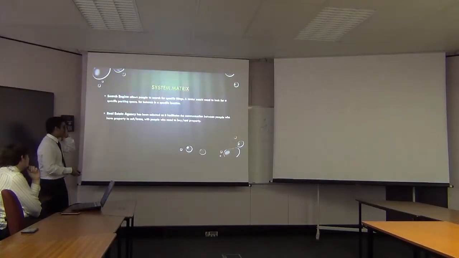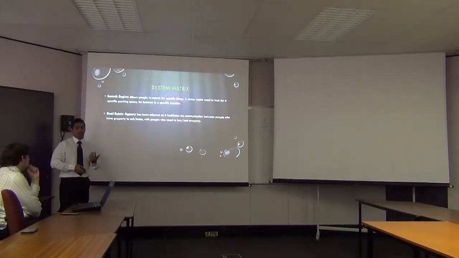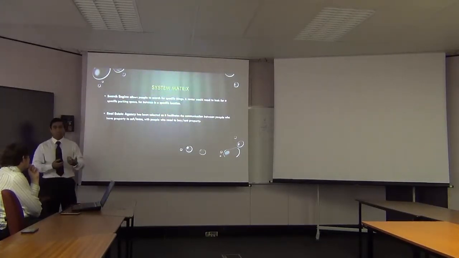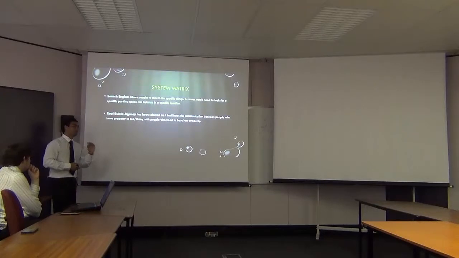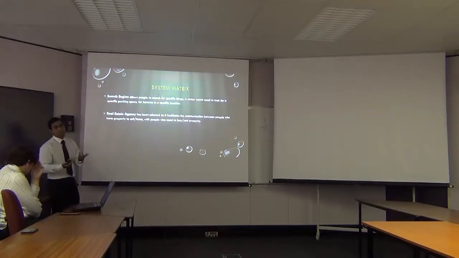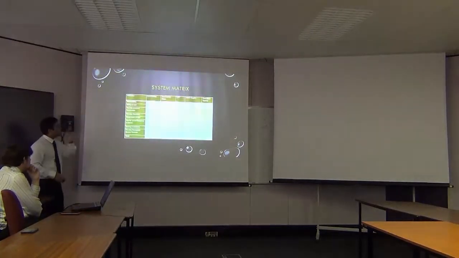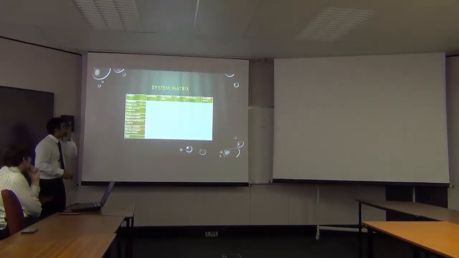And then this is the one that closely correlates to our application, which is the real estate agency. The reason why is because the real estate agent facilitates the communication between people who actually have property to sell or lease, and then people who are looking for this property, which is to buy or rent the property. So in our case, instead of the property, it's basically the parking spaces. Then, as I mentioned, this is the system matrix.